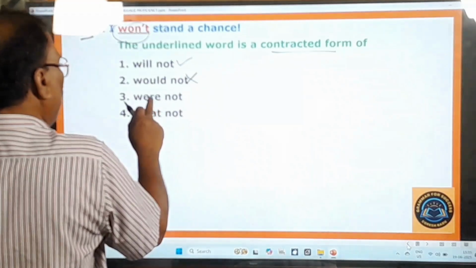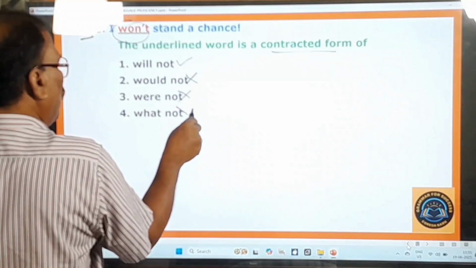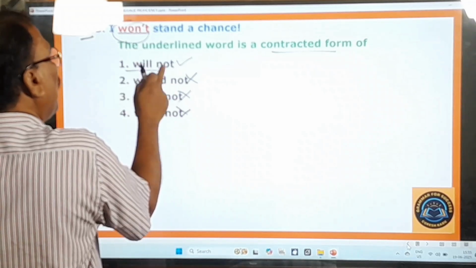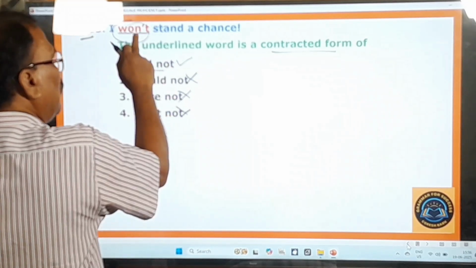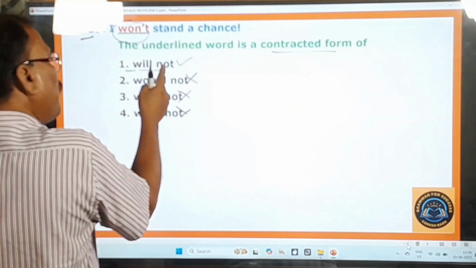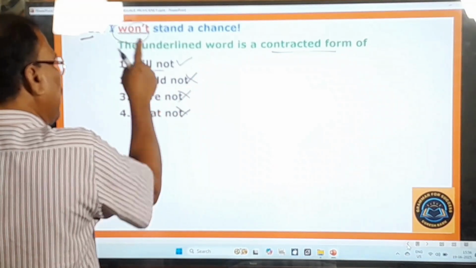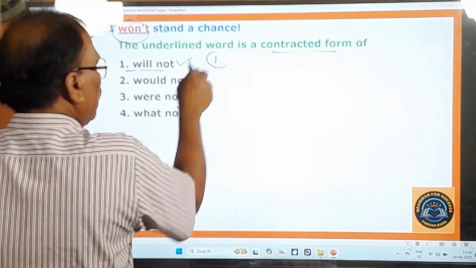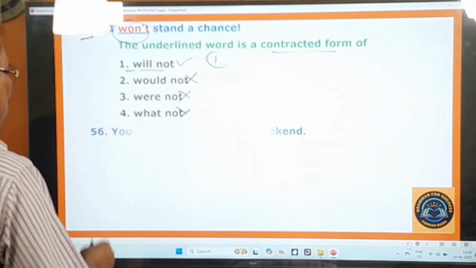Wouldn't, not the right one. Weren't, no. So the short form of will not is won't. The contracted form or the short form of will not is won't. Therefore, your answer is the first one. And you go to the next one, 56th one.